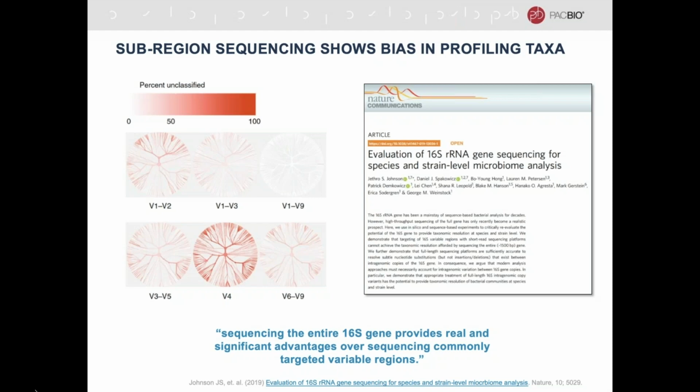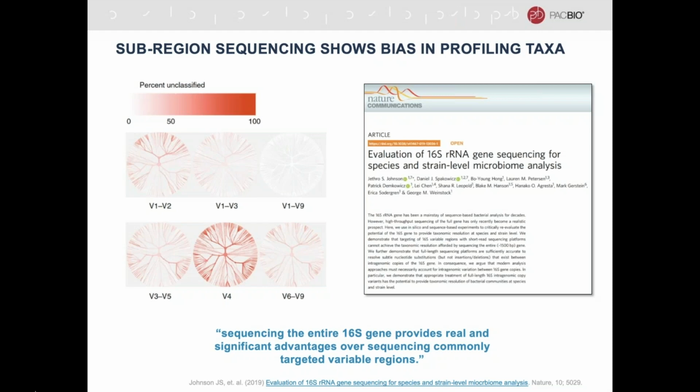When you look at just the V4 region, which is a very common region that's sequenced with 16S, in the chart on the left-hand side, you can see that the red is the higher percent of unclassified sequences. The V4 region has a very high percentage of unclassified regions, whereas if you look at the V1 to V9 representation, which is the full-length 16S, you have very little to no unclassified sequences within there. So you're really getting a complete picture.